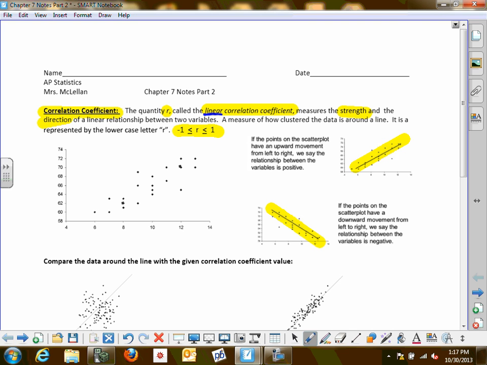It can go from a negative 1 to a positive 1. So it's typically a decimal. We rarely, if ever, actually see a negative 1 and a positive 1, because a negative 1 and a positive 1 would both mean a perfect linear relationship. Okay? And in real data, how often is that going to happen? Not very often, if any.